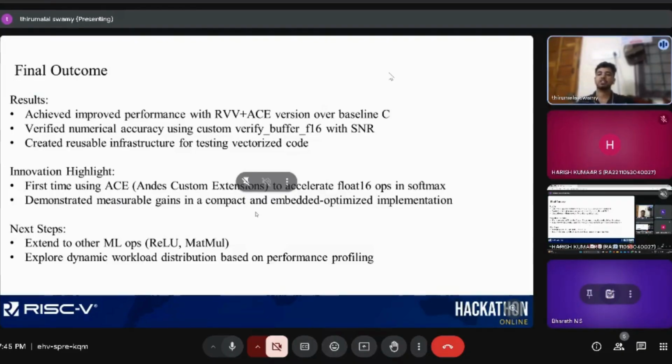This project is innovative in two major ways. First, the use of ACE in Softmax float 16 acceleration by students. This requires close interaction with the hardware abstraction layer. Second, the combination of RVV and ACE: we use vectorization for throughput and custom extensions for raw speed, something usually seen only in production-grade embedded ML systems.